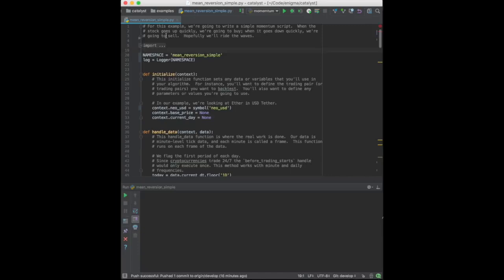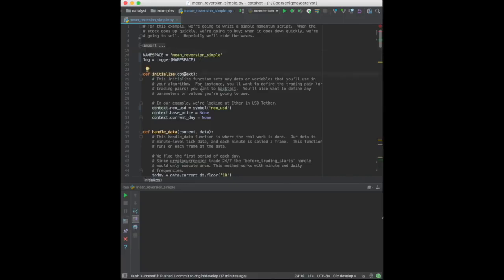Catalyst originates from Zipline, which is a well-known platform for trading equities and futures. Its API is very similar. It differs only in areas where cryptocurrency-specific constructs are required. I will now walk you through the structure required to build a strategy on Catalyst.